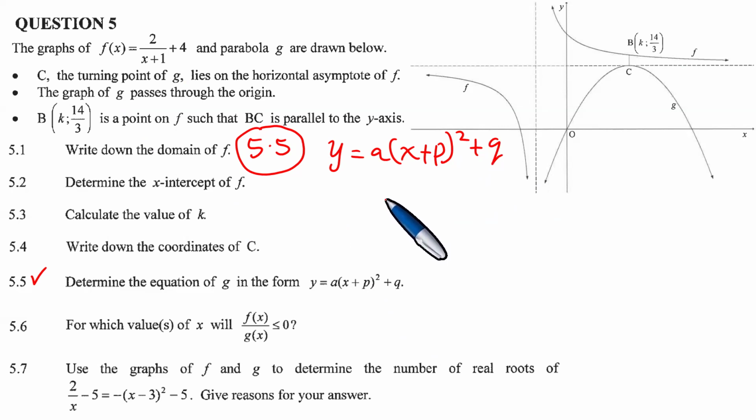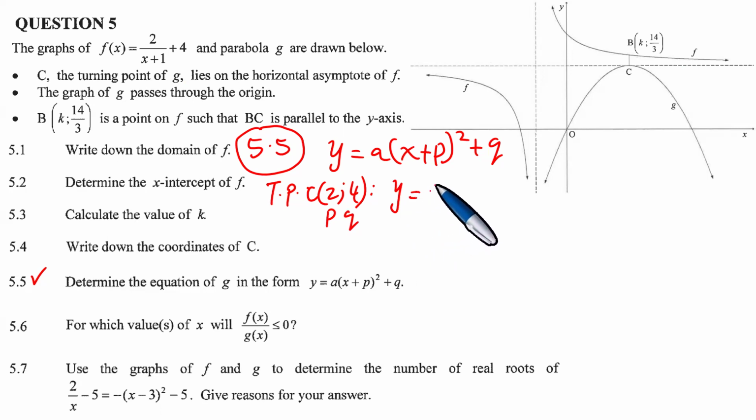A couple of things are very important. You understand that the parabola has the turning point C, and C has the coordinates (2, 4). So this gives a p and this gives a q, so that we are able to say it is a(x minus 2) squared plus 4, just like so.